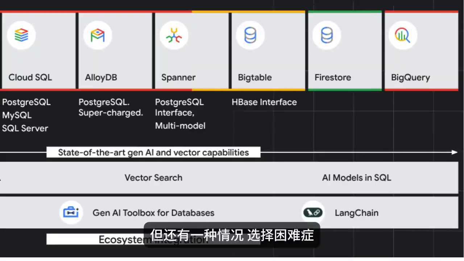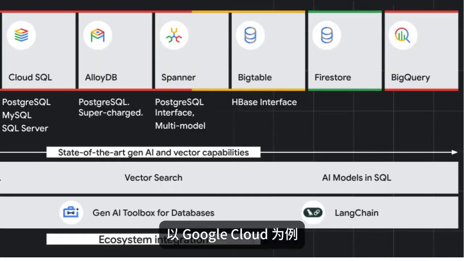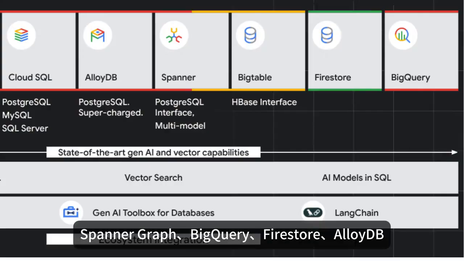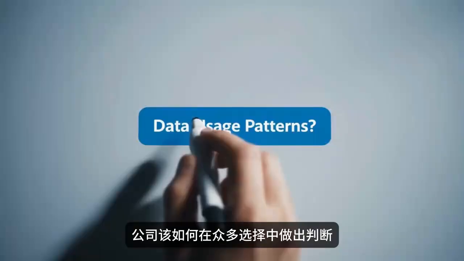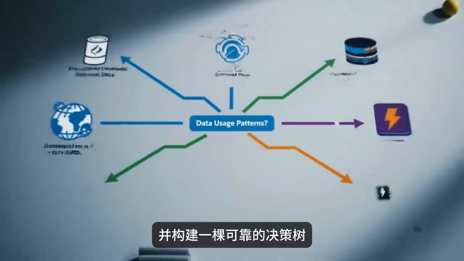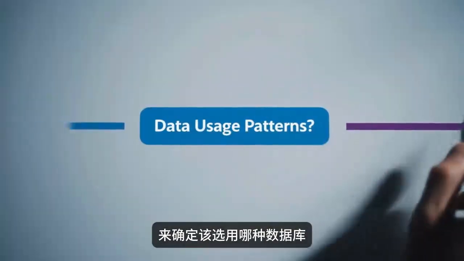But also, let's talk about choice paralysis. Google Cloud, for one, offers a lot of database options: Cloud SQL, Spanner, Spanner Graph, BigQuery, Firestore, AlloyDB, and so on. How does a company navigate this and build a solid decision tree to determine which database to go for?